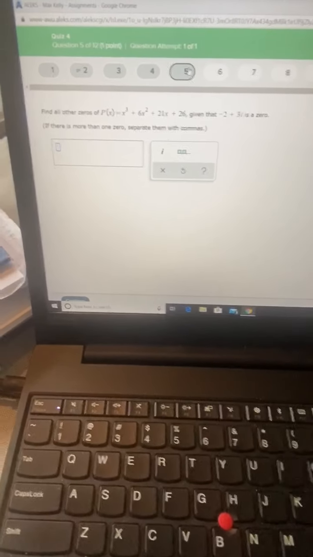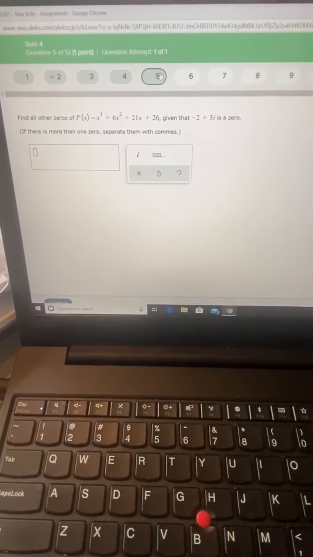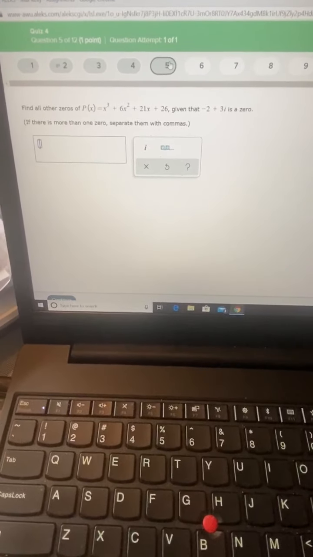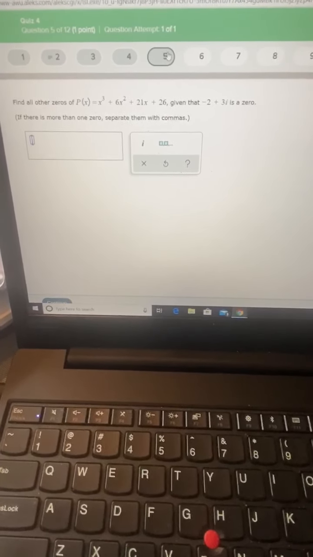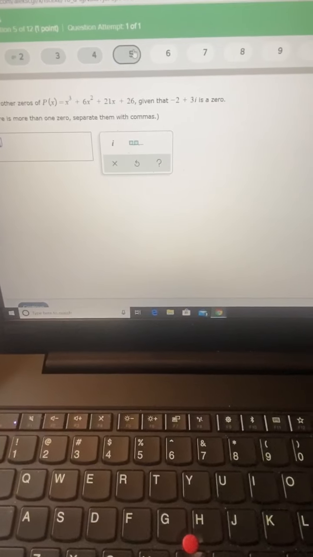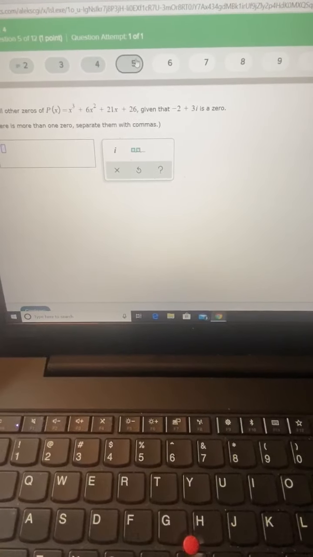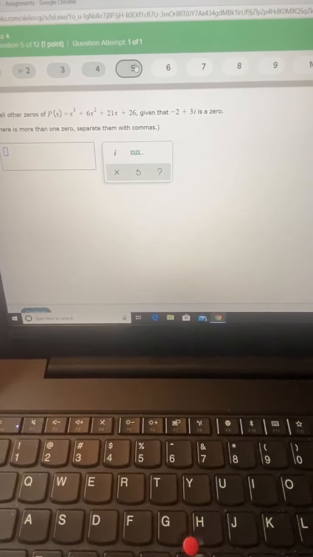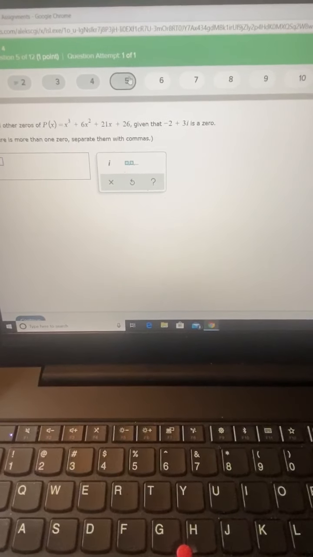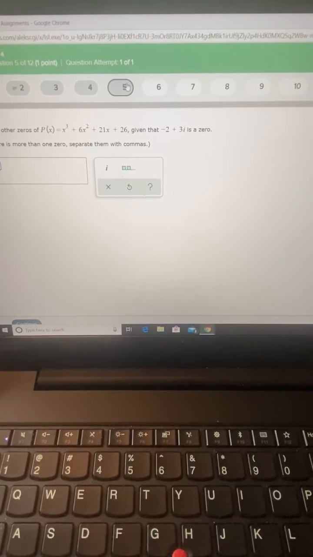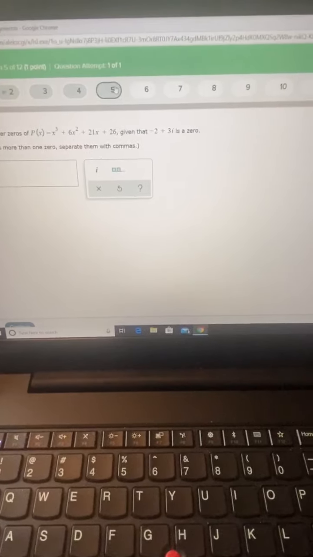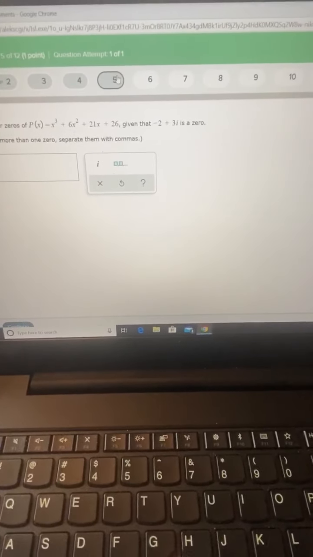This next one is kind of fun, but when you first see it, it can be a little intimidating. They want you to find all the other zeros of this polynomial given that -2 plus 3i is a zero. In the other instances, we're either told outright what a zero is, or we're told that there is a rational zero. Here we're given a complex zero.